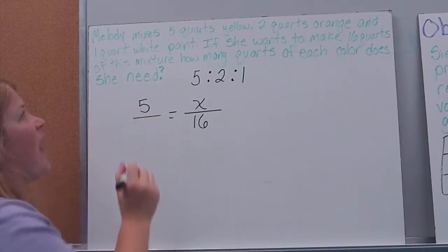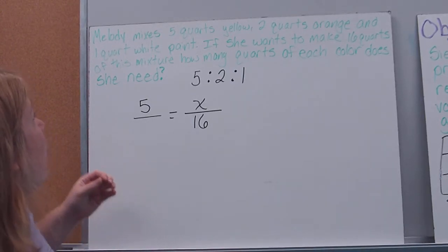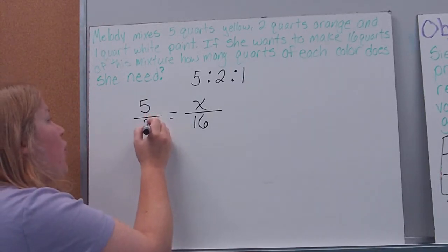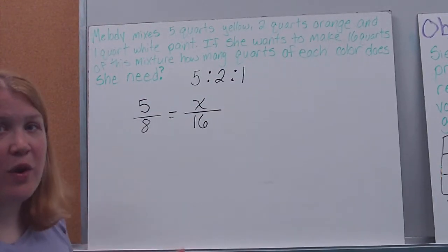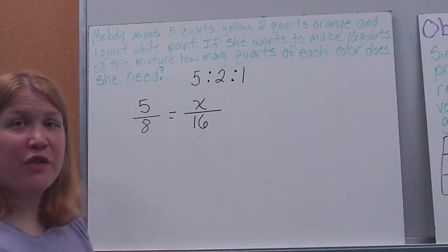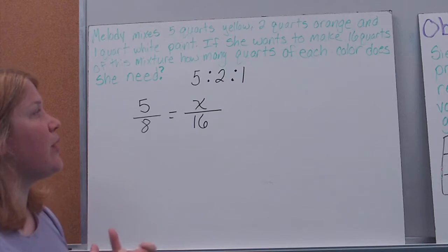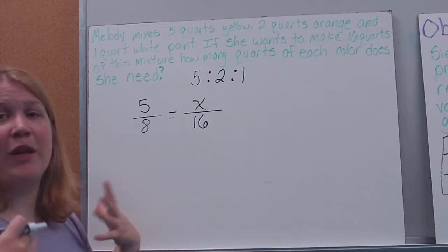I know she uses 5 quarts of yellow to every how many quarts? There's 5 quarts when she mixes 8 quarts together. There's 5 and 2 and 1, okay? So I have to add all those together for my whole. So there's 8 quarts of paint. Out of those 8 quarts, 5 of them are yellow. So when I solve this one, it's going to give me my answer for how many quarts of yellow she needs.